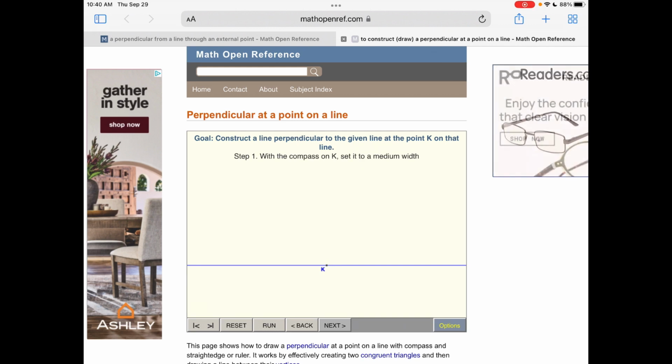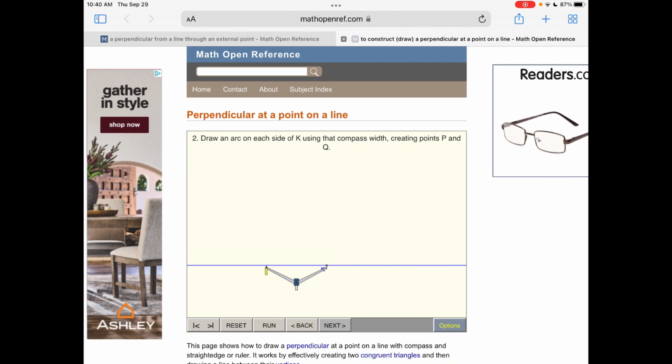So the first thing I'm going to do is set my compass to some length, and I'm going to swing it on both sides of the line so that it intersects the line at two places. So I'm not going to change my compass width. I'm going to draw that arc right here, swing it to the other side, and draw that arc right there.